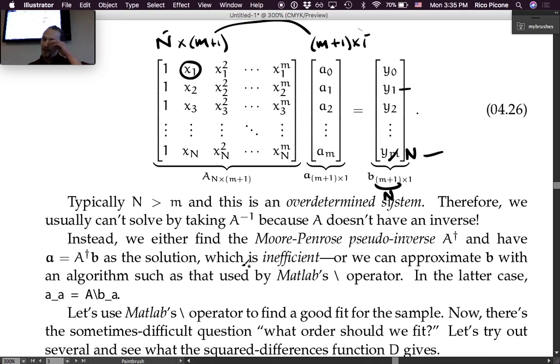There are two ways to go around this. The first is to take the Moore-Penrose pseudo-inverse, which is denoted A dagger. The pseudo-inverse allows us to have the solution, A dagger b, but it's super inefficient to do it that way. It does work technically, and you can do it in MATLAB for small systems, it's fine. But it's not great if you're going to do more than a small system.